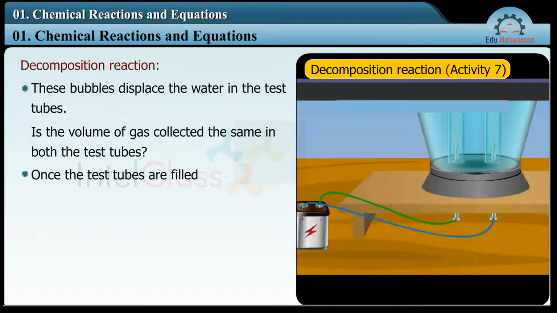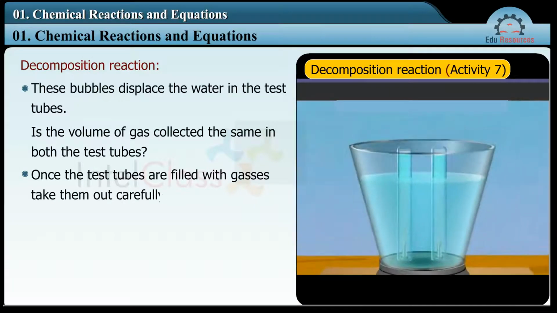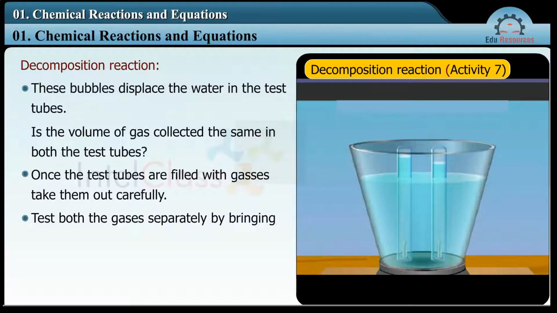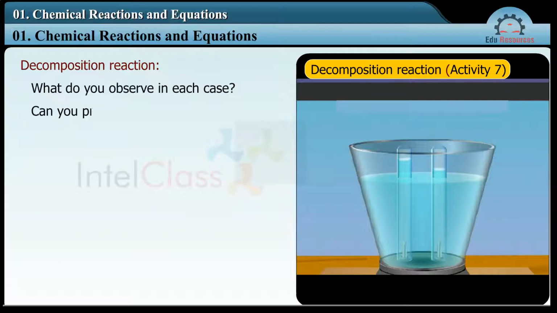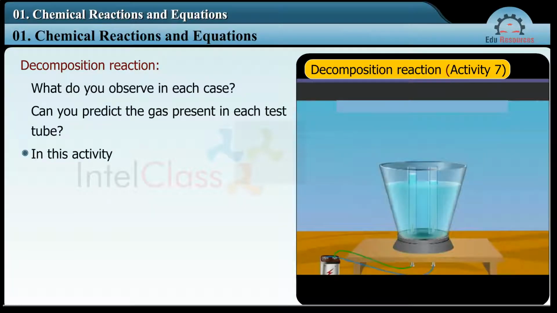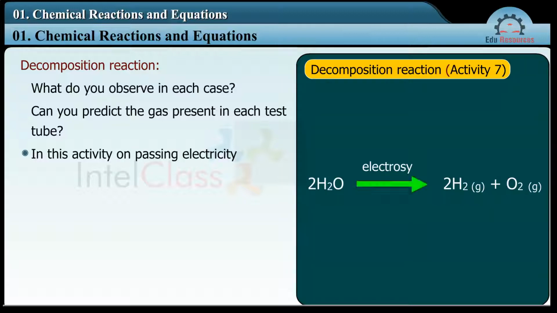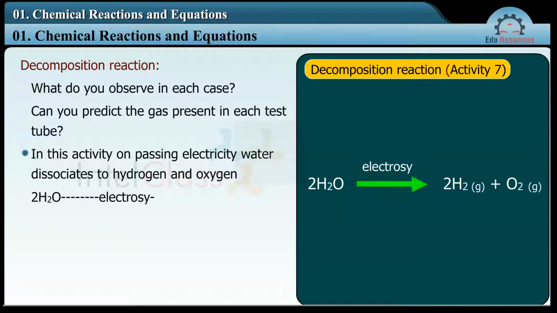Once the test tubes are filled with gases, take them out carefully. Test both the gases separately by bringing a burning candle near the mouth of each test tube. Can you predict the gas present in each test tube? In this activity, on passing electricity, water dissociates to hydrogen and oxygen. 2H2O in the presence of electrolysis gives rise to 2H2 plus O2.